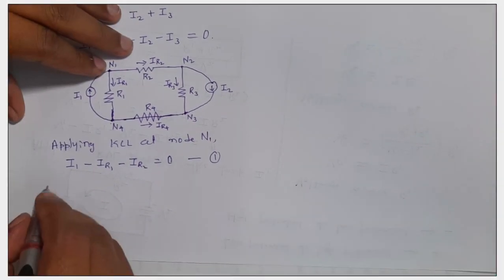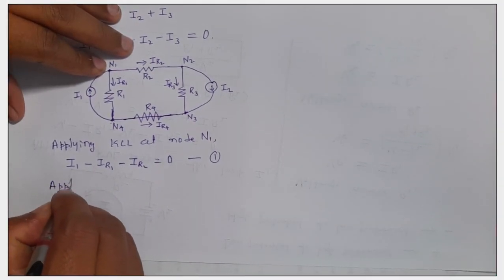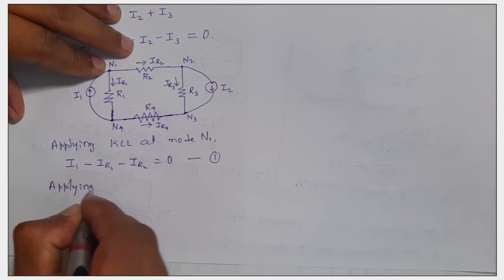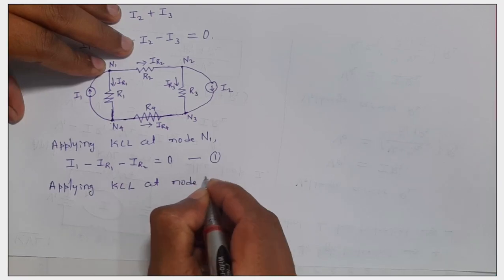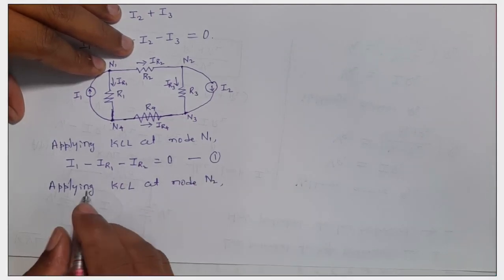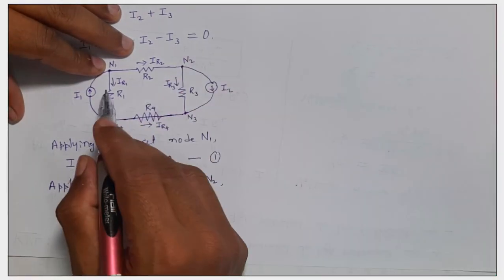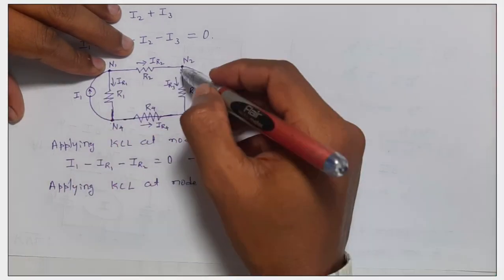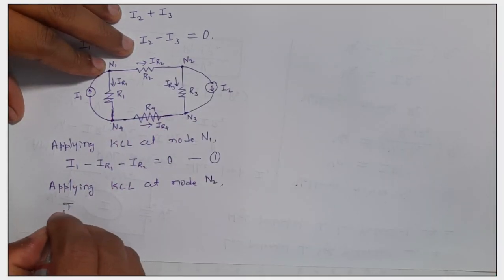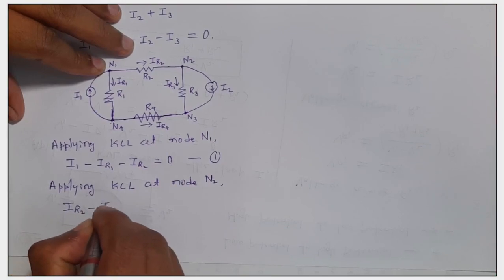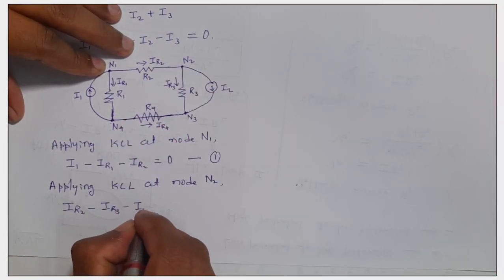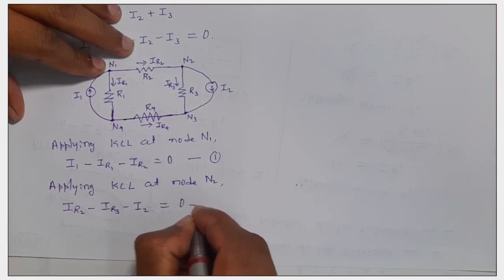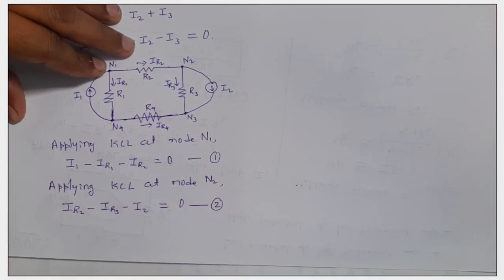Now the second one is applying KCL at node N2. So this is N2. How many currents are incoming? Only one current is incoming, two currents are outgoing. So obviously IR2 minus IR3, because outgoing, and minus I2, it's also outgoing, is equal to 0. This is equation number 2.